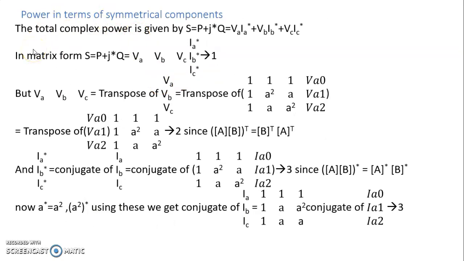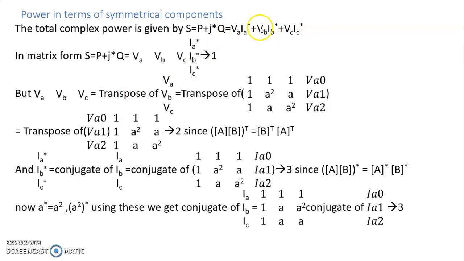Let us say the total complex power is designated by S, equal to P plus j times Q, where P is the real power and Q is the reactive power. This can also be given in terms of voltage and current. I have three-phase voltages having different values. We have taken VA, VB and VC. So VA into IA conjugate, VB into IB conjugate, VC into IC conjugate.